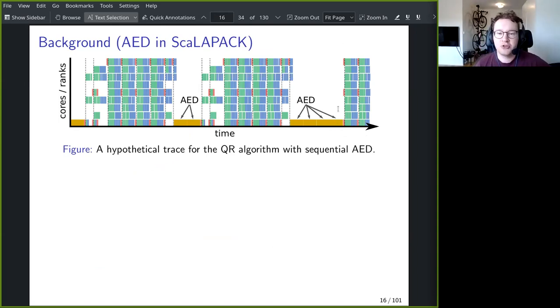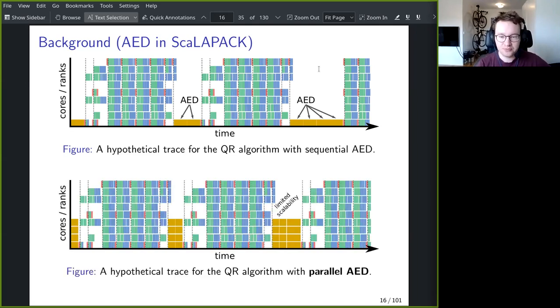And the thing you can observe here is that even though during the bulge chasing step, for most of the time, we can keep all CPU cores busy, when we do the AEDs, if they are done sequentially, almost all cores are idle. So we are not using those clock cycles for anything useful, which is, of course, problematic if we try to do things in parallel. Amdahl's law comes in and tells you that you really cannot benefit that much from parallelism after a certain point.